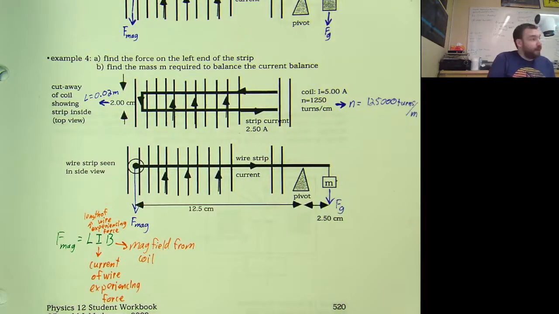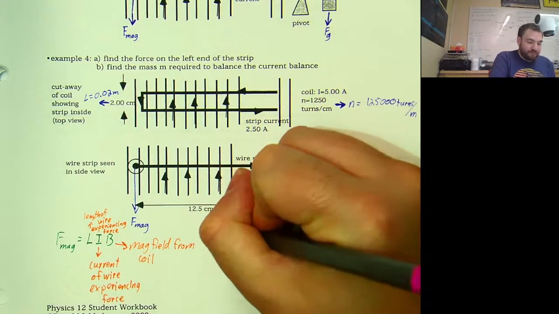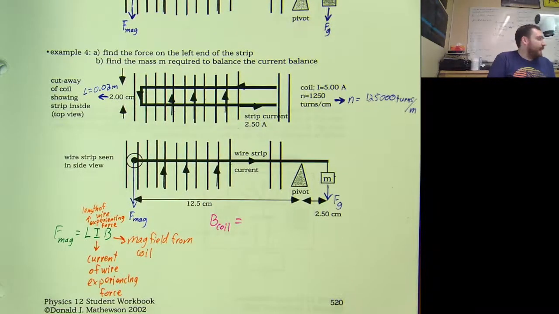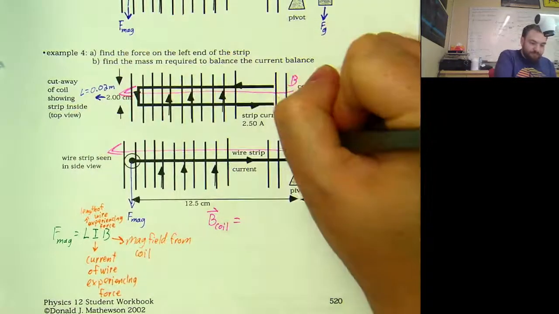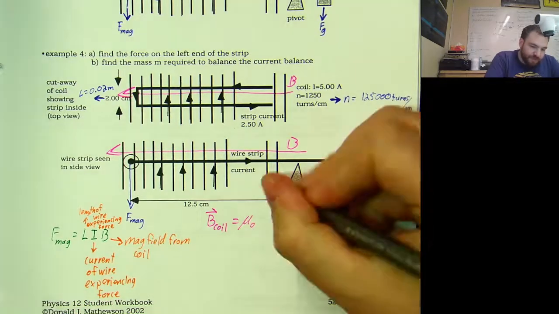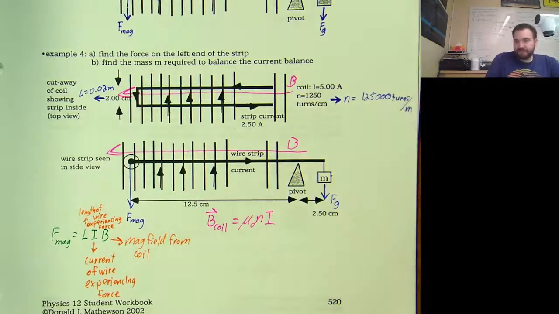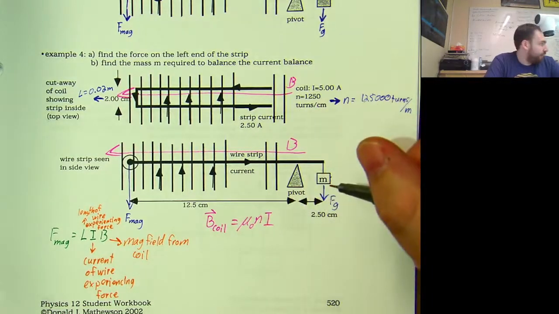Which, Zach, you've already pointed out we don't know. So let's go rectify that first. We need B from the coil. How do we find the magnetic field produced? We already know which direction it's in. It's that way. What's the formula for the B field of a coil? Mu naught little n times I, where mu naught is a constant found on the formula sheet, n is your turns per meter, and I is the current in the coil.